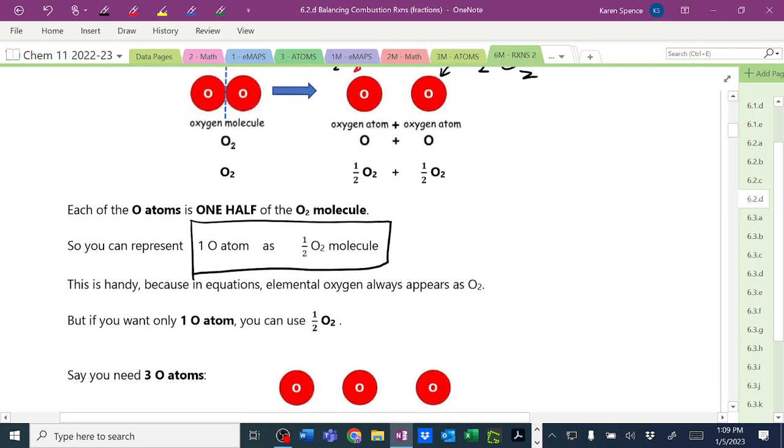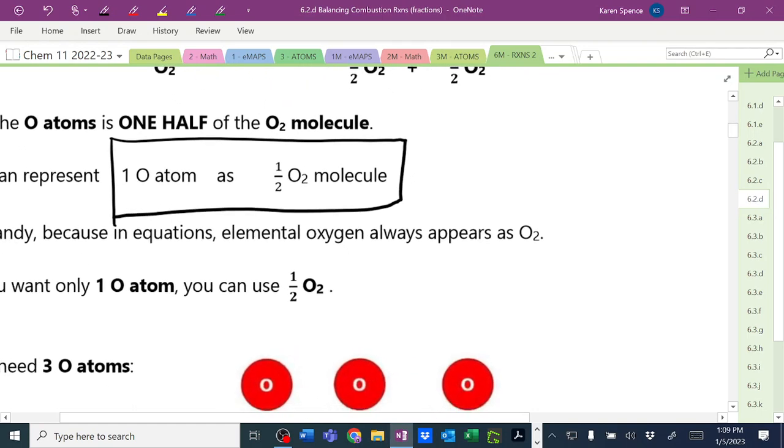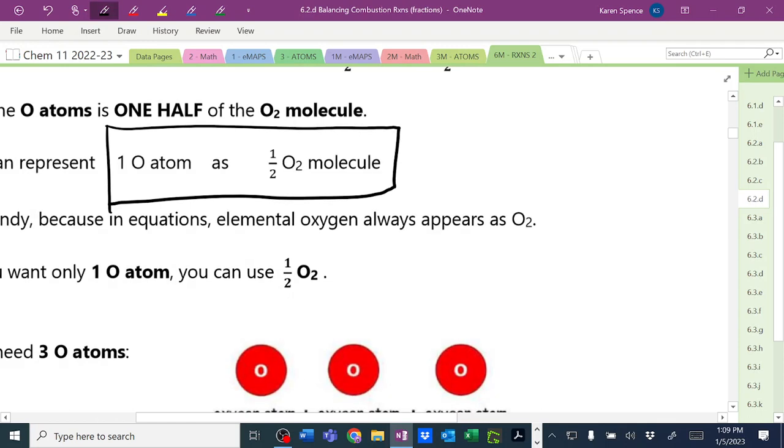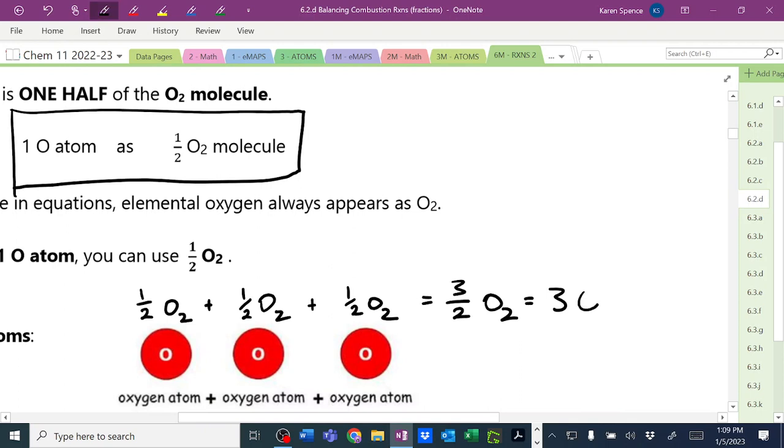But let's say you needed 3 oxygen atoms. You don't want 1 oxygen atom, you want 3 of them. Well, this is a half of an O2, this is a half of an O2, and this is a half of an O2. How many halves is that all together? A half plus a half plus a half is 3 halves of O2, which is equal to 3 O atoms. So that's going to allow us to do 3.